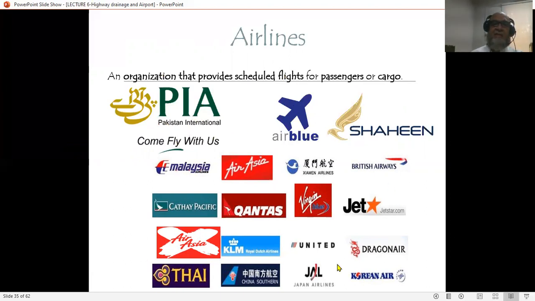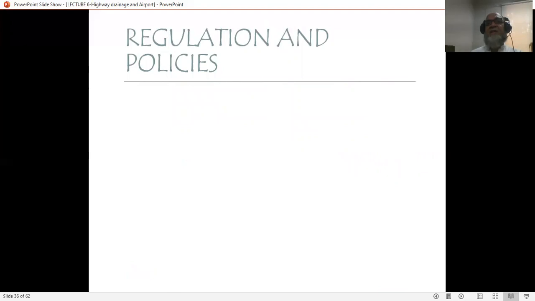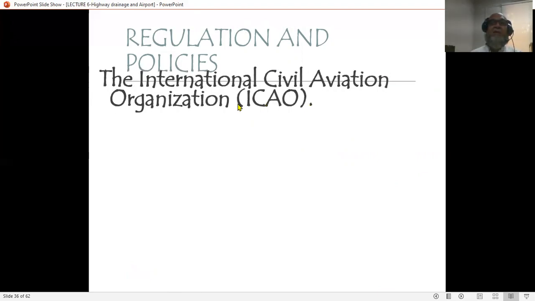And this is an example of other airlines operating around the world: Cathay Pacific, Qantas of Australia, Canada, Korean Airways, Malaysian Airways, and British Airways. What are the regulations and policies that are prevalent at an airport? All these are the responsibility of ICAO, the International Civil Aviation Organization.